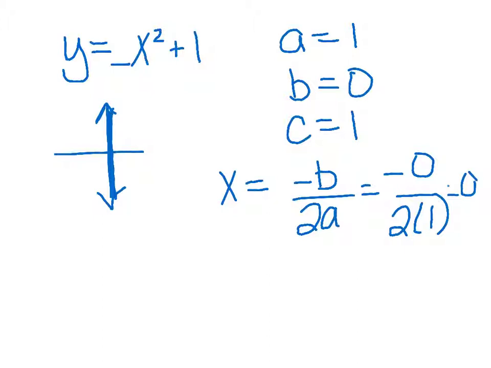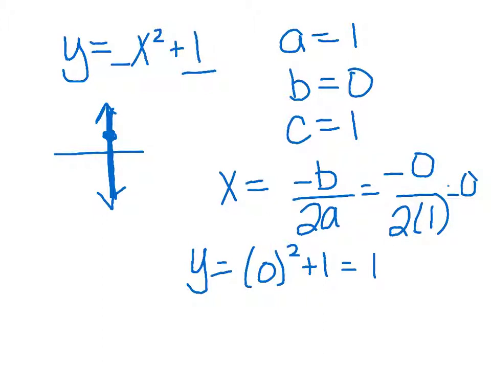And where is our vertex? Let's put this 0 back into the equation. So y equals 0 squared plus 1. So y equals 1. Okay, you can also tell that because 1 is our c, and that's our y-intercept. This is a positive x squared, so it opens up.